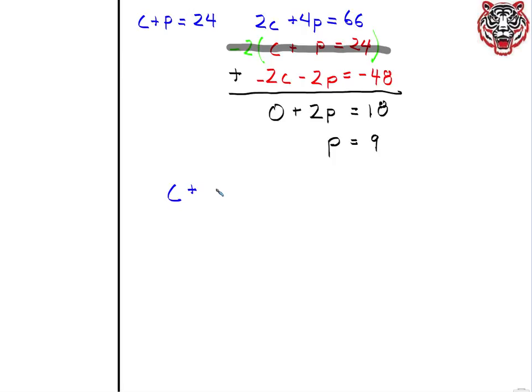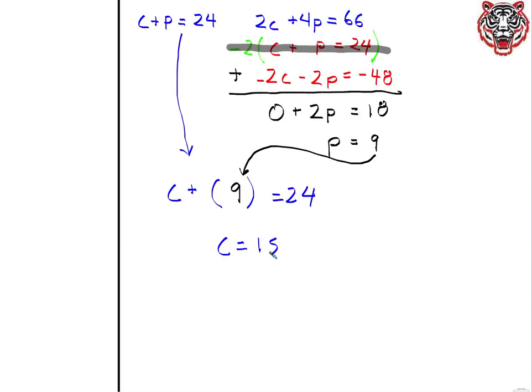So c plus, my p is going to go right there, is equal to 24. Again, all I'm doing is I'm using this equation, I'm plugging in 9. So this 9 is going to be plugged in right here. C plus 9 equals 24. I'm going to subtract 9 from both sides, 15, and c is equal to 15. Okay, well now we have p equals 9 and c equals 15.